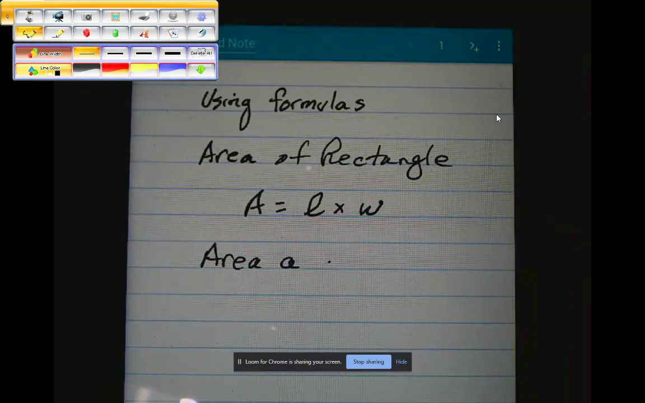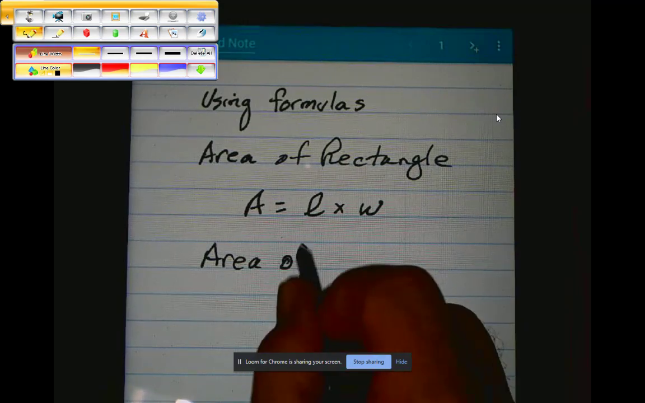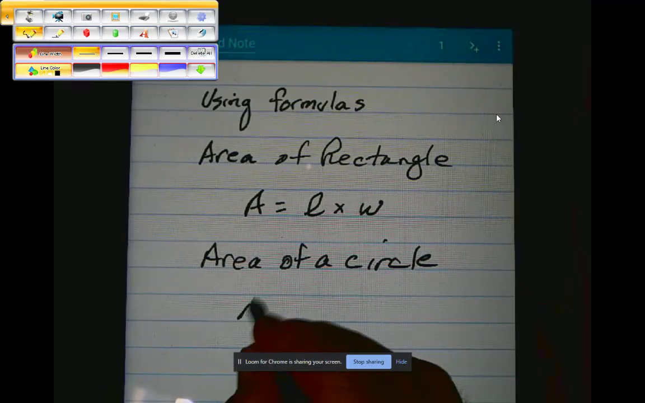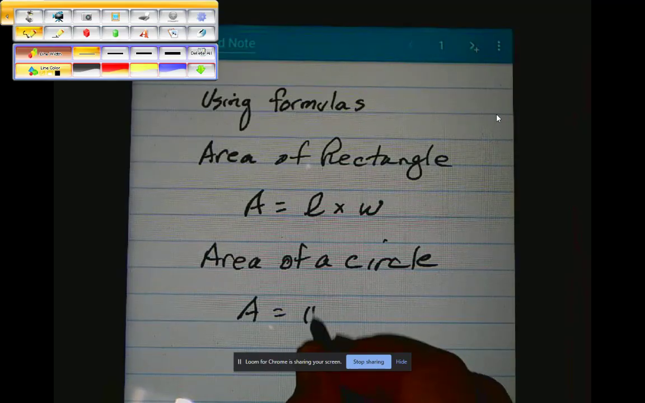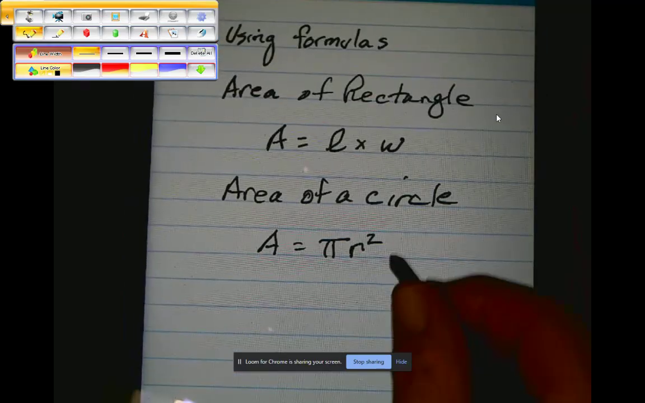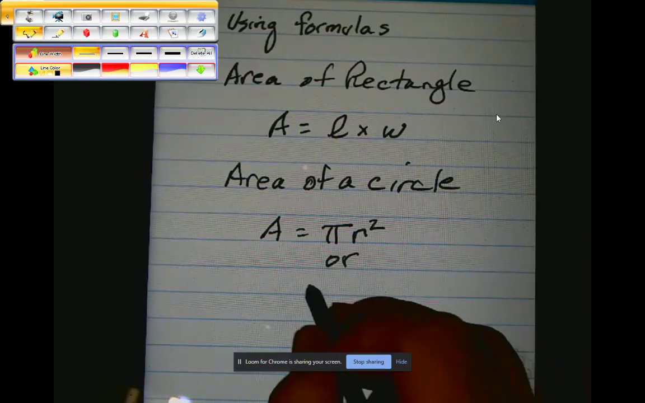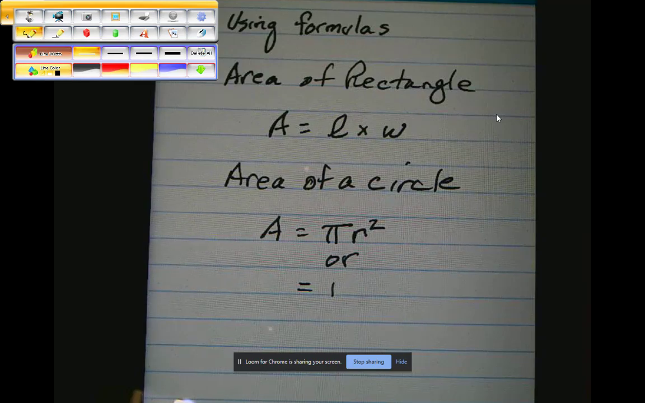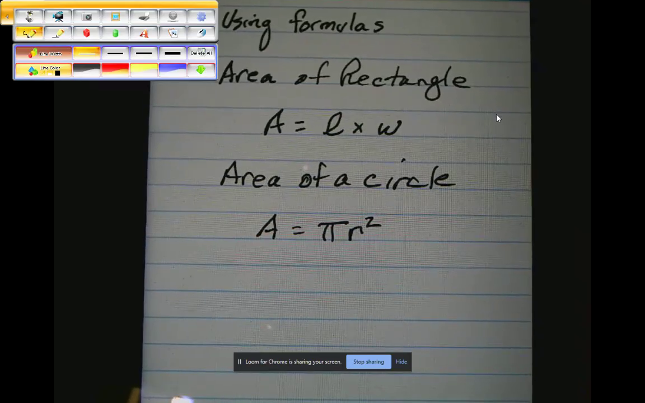Of a circle is area, again, equals pi times radius squared. Pi times radius squared, that's a 2. All right, so that's the area of a circle, all right?